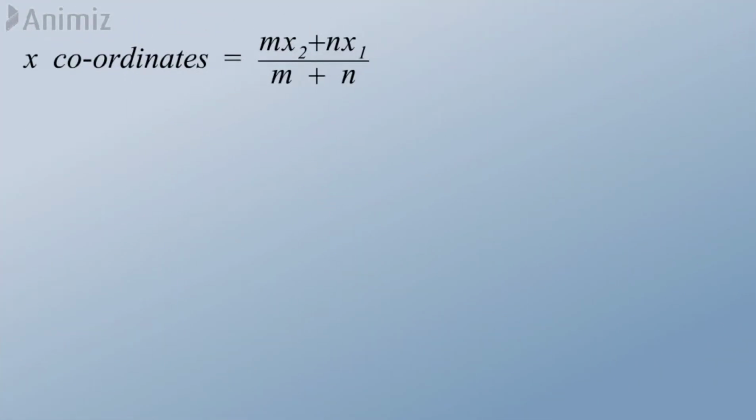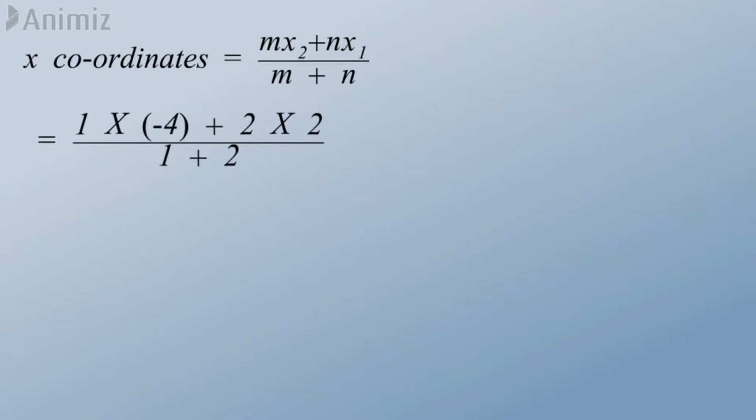Same way you have to calculate the x coordinate by using the section formula, that is (mx2 plus nx1) upon (m plus n). Now substitute the values. You will get (1 into -4 plus 2 into 2) upon (1 plus 2). So (-4 plus 4) upon 3. You know -4 plus 4 is 0. So 0 by 3. 0 upon any number is 0. So your x coordinate will be 0.